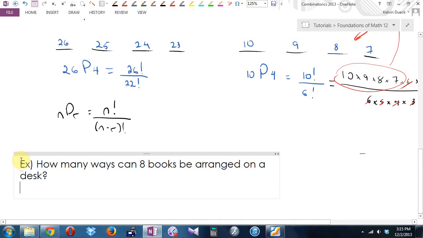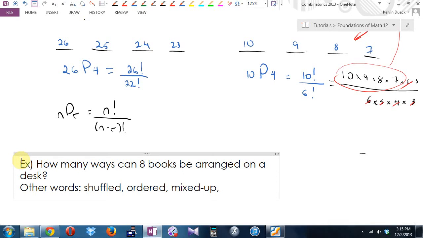Okay. Other words? Shuffled, ordered. What are some other words? Oh, mixed up. Can you think of some other synonyms? I think I almost always used arranged, but I can't guarantee that. It's going to be fairly clear, and you'll also know because it's going to be question 2 or question 3 or question 4. The first question, or maybe the first 2 questions, are going to be fundamental counting principle. The next couple of questions are going to be permutations.